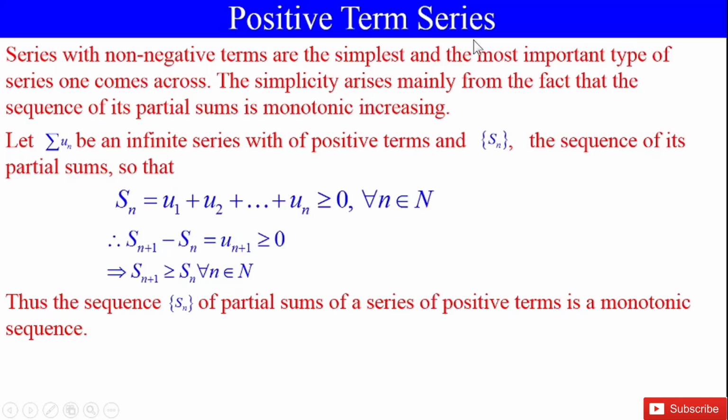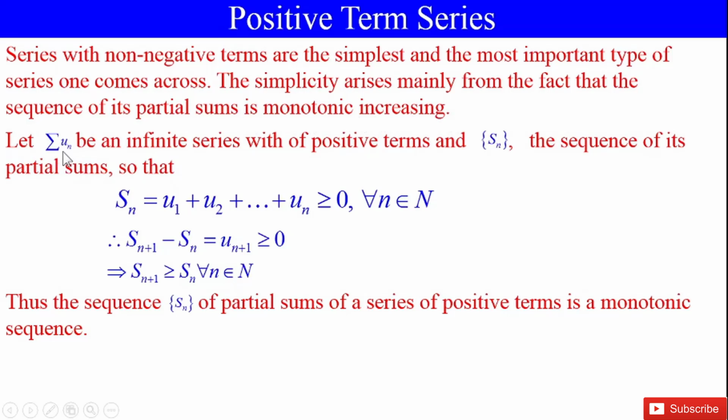Positive term series. Series with non-negative terms are the simplest and the most important type of series one comes across. The simplicity arises mainly from the fact that the sequence of its partial sums is monotonic increasing.